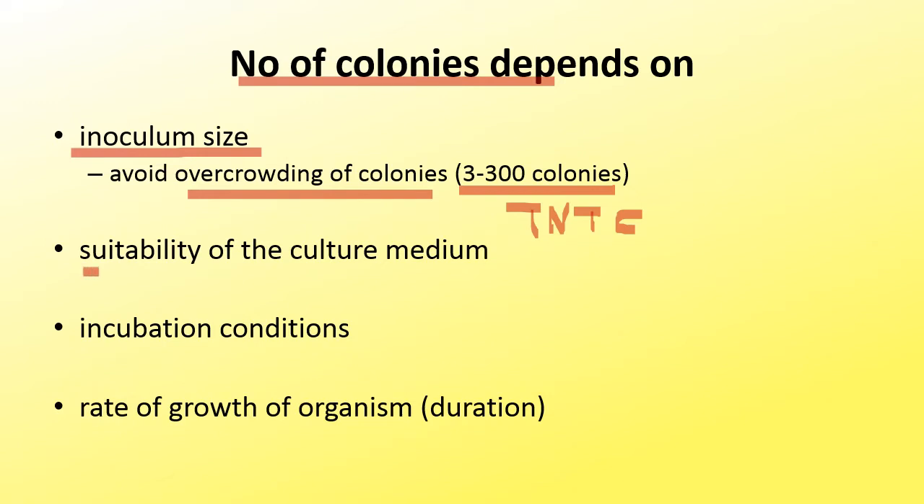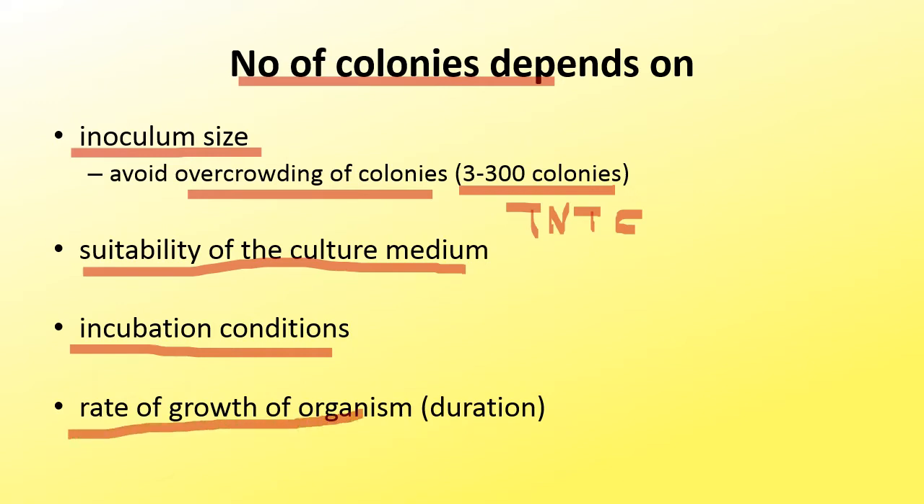The second thing is the suitability of the culture medium, because we need to provide an optimal medium for the bacteria to grow, or else the bacteria won't grow or they will grow slower. The following one is the incubation condition, and this is similar to the media. We need to provide a condition which is optimal for the bacteria to grow, or else they won't grow or they will grow slower. And last and the most important is the rate of growth of the organism.